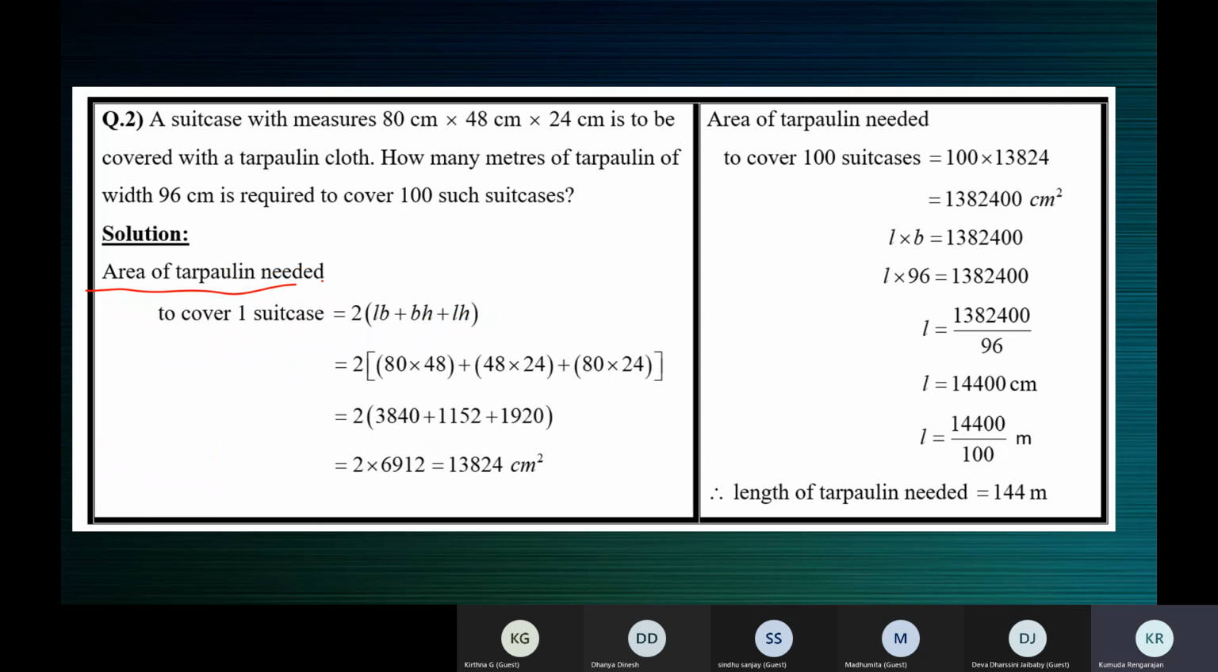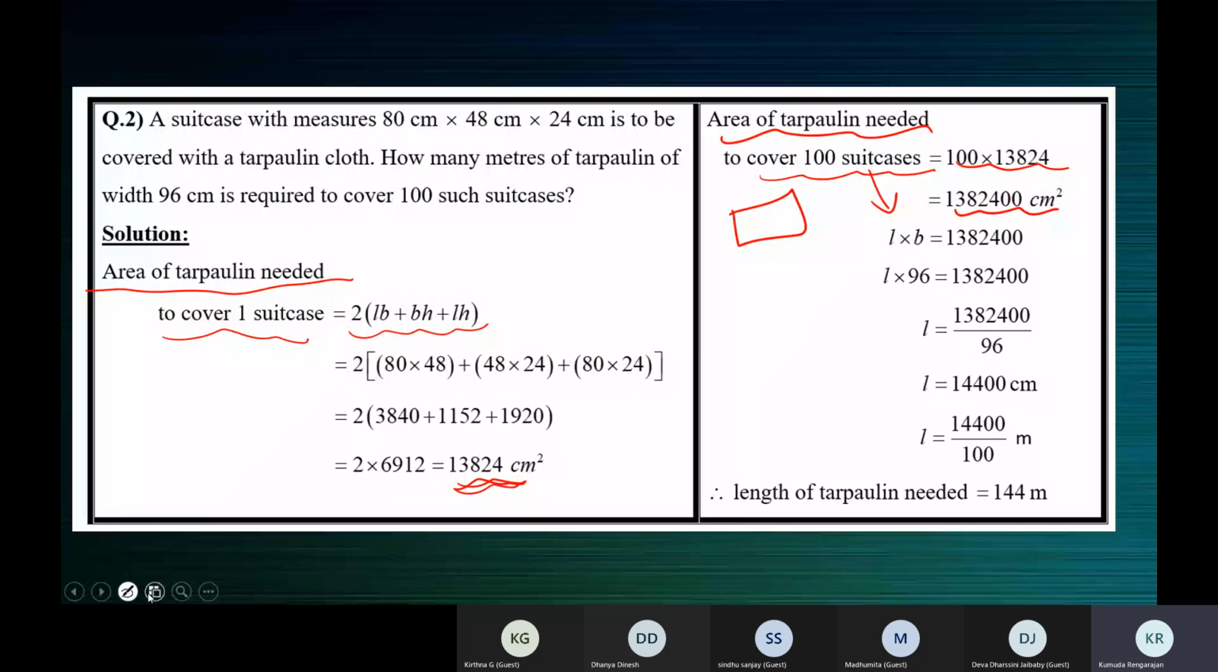What is the area of the material you need to cover one suitcase? What is the total surface area of the box? So find the total surface area of one box. The area of tarpaulin needed to cover 100 suitcases will be 100 into this answer, so many centimeters square. But how do we find the length? It's rectangular, no? The cloth is rectangular.